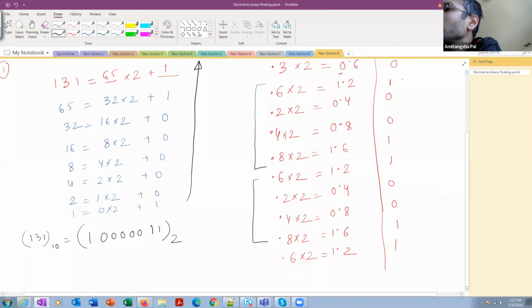Corresponding to this binary pattern, 1001 is getting repeated. Similarly, 1001 will get repeated. So corresponding to this fractional number, I'm going to get 0, 1001, 1001, 1001, and so on.